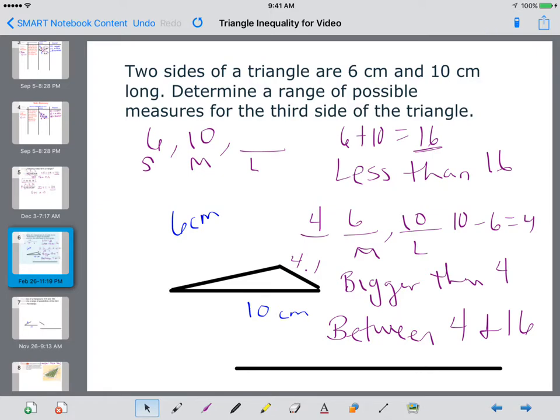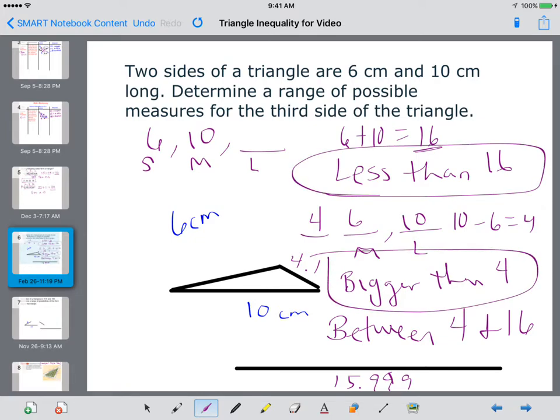The same thing would work if this one were like 15.9999. We can make a triangle fit with those 3 sides. So our final answer would be any number less than 16, bigger than 4.